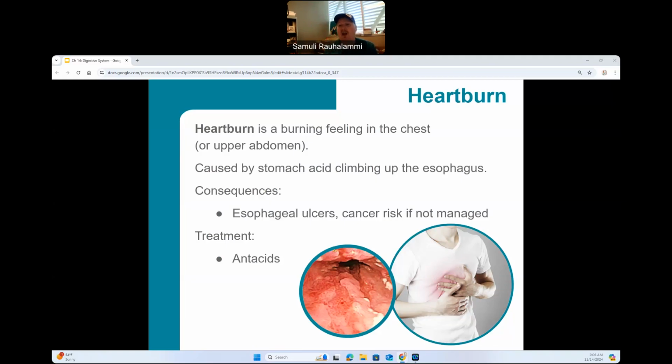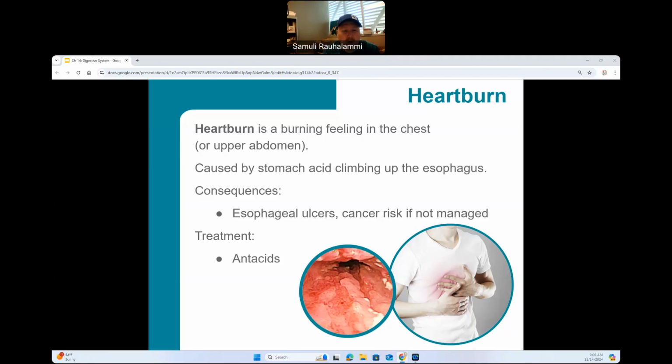Or we can even have the patient lie down at a slightly elevated angle to prevent the stomach acids from climbing up to the esophagus. So there are a lot of things that we can do there. Obviously, if it's due to more severe things, we look at other treatment options as well.